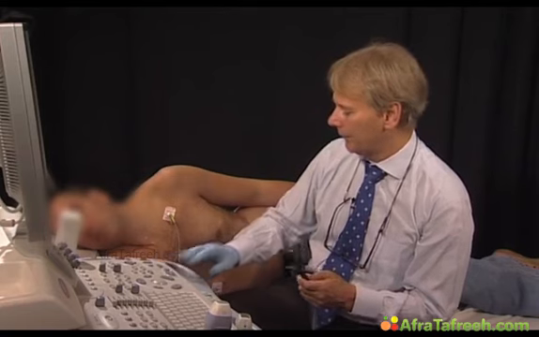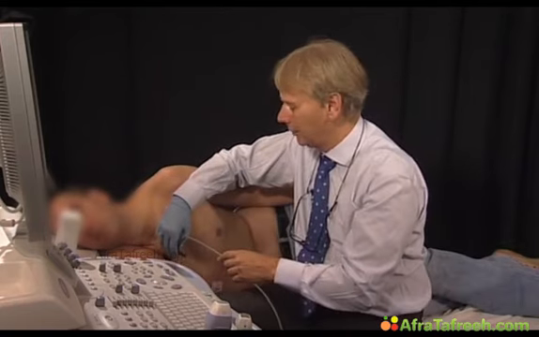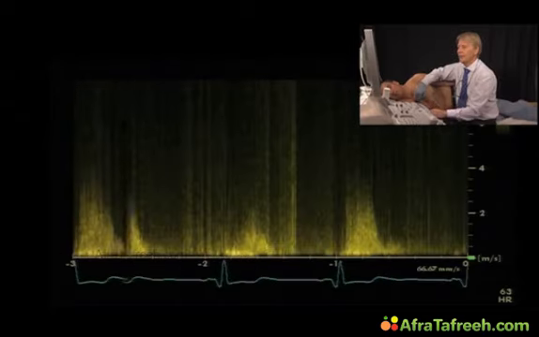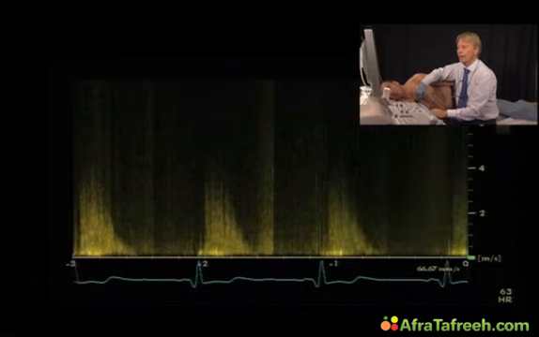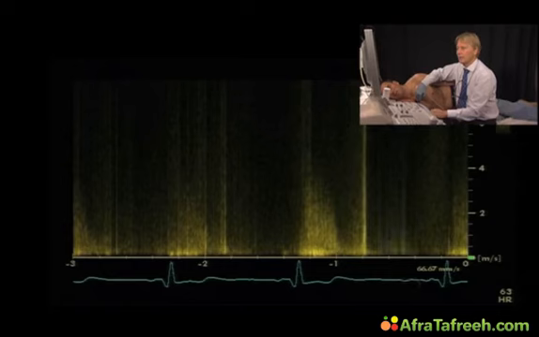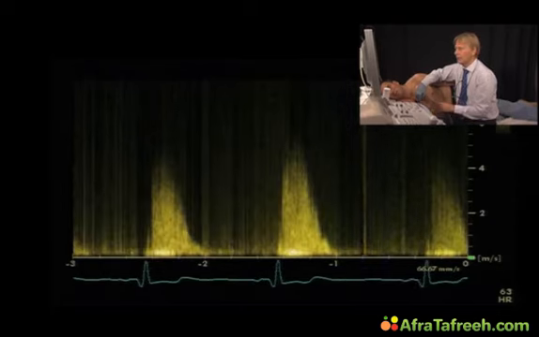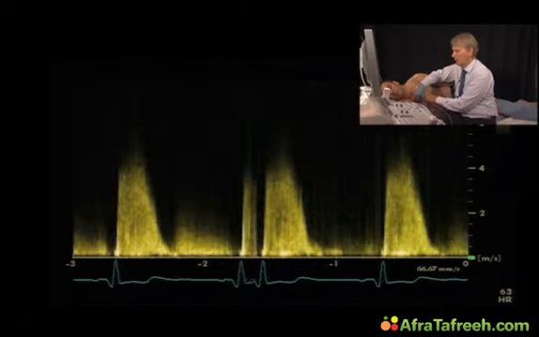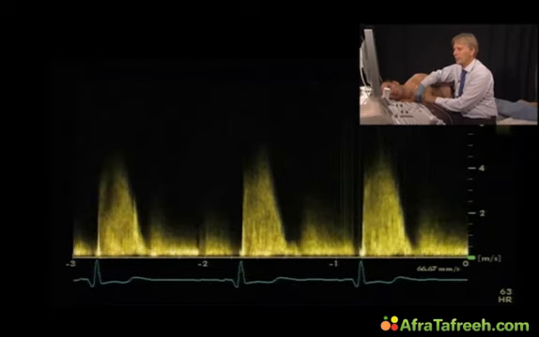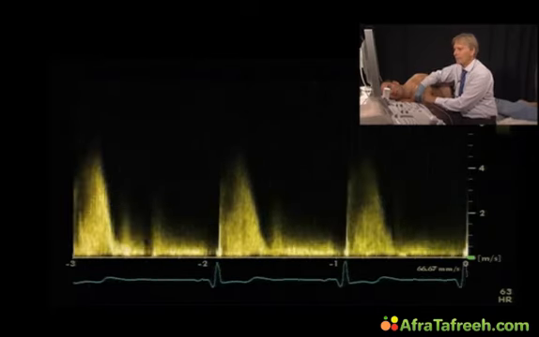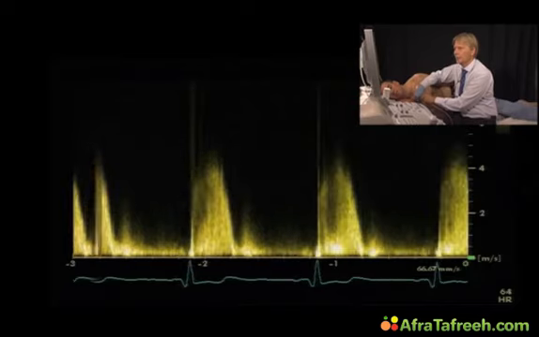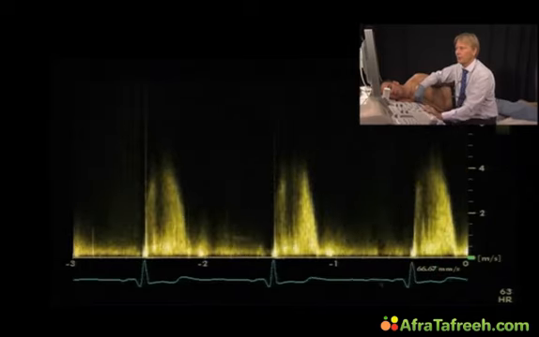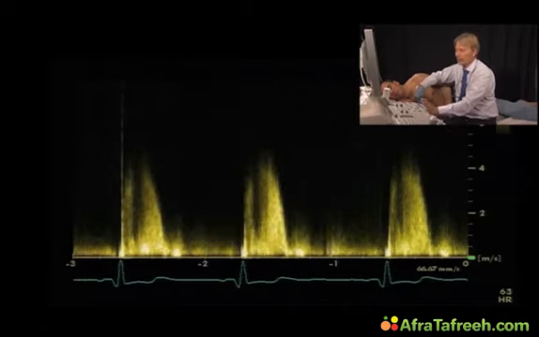So we'll start with the position where we're located in the third intercostal space. Here we see a signal which is the aortic valve, but not in a very good quality. So I will now tilt the transducer more cranial, and the signal improves. Small motions, and the velocity is somewhere in the region of maybe 4.5 meters. But we do not know if this is really the maximal velocity.